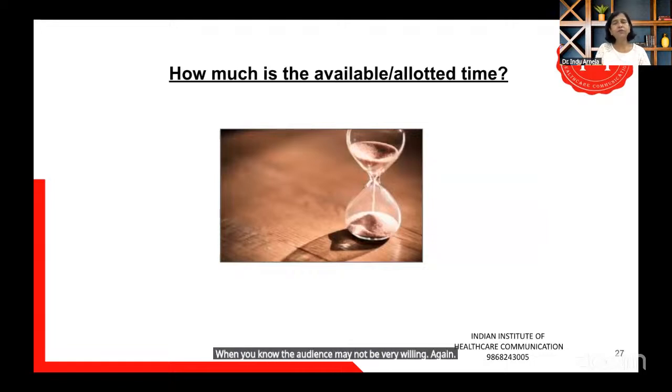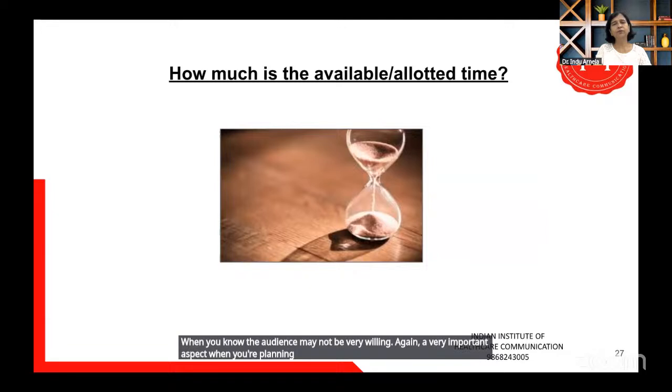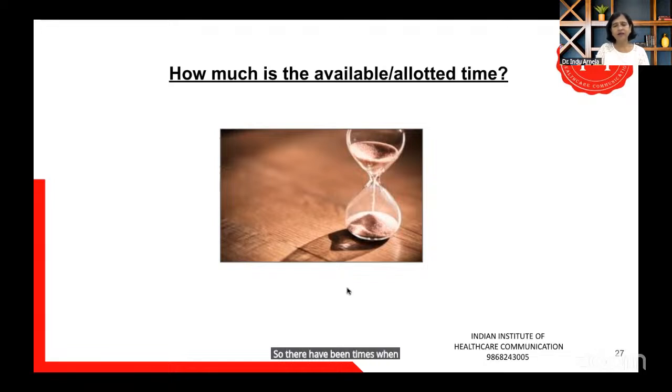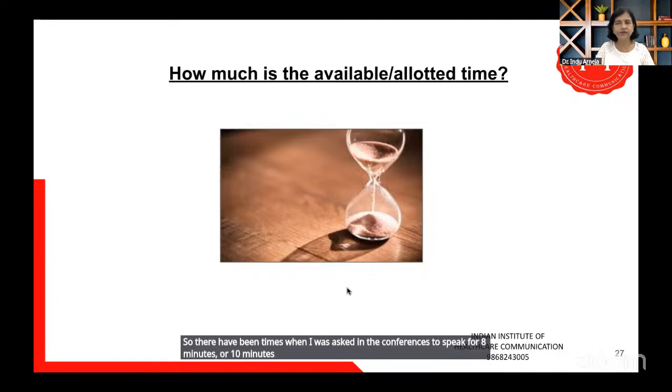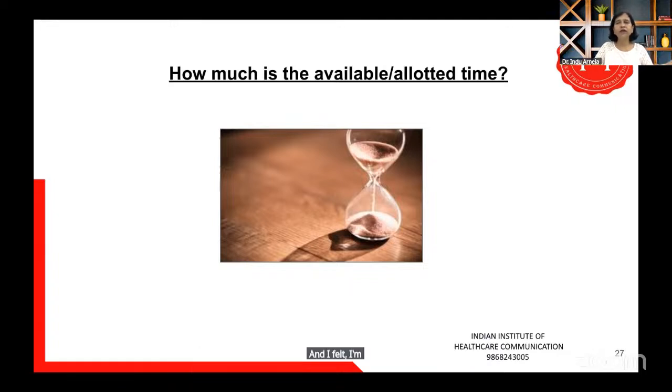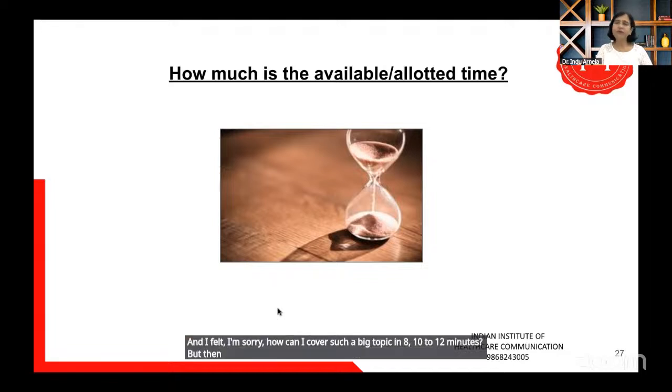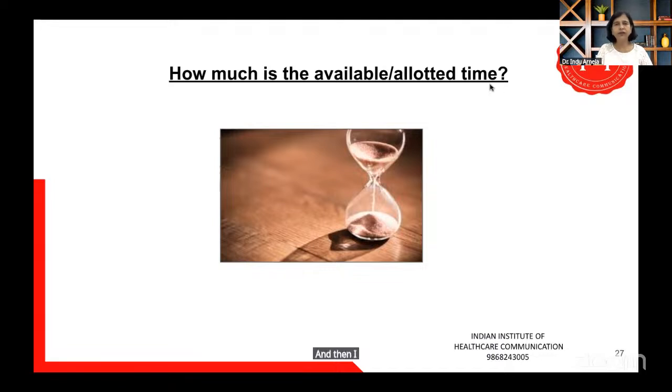Again, a very important aspect when you're planning your program: how much is the available or allotted time? There have been times when I was asked in conferences to speak for 8 minutes or 10 minutes or 12 minutes. And I felt, I'm sorry, how can I cover such a big topic in 8, 10 or 12 minutes? But then I realized, oh my goodness, in conferences you can get only this much time. And then I worked on my content and delivery and designed programs.